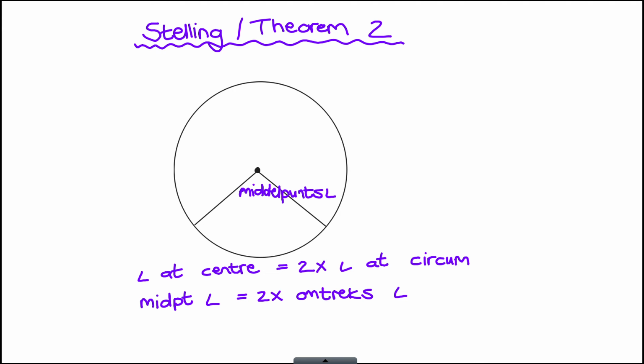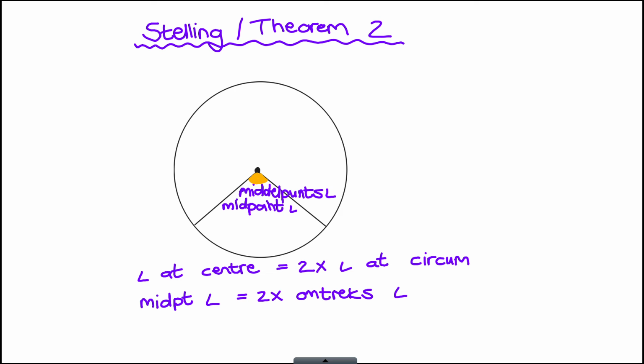Middelpuntshoek. Okay, so this is midpoint. Midpoint angle. Nee, daai enetjie hier. Okay, so that's what they mean when they talk about midpoint angle.